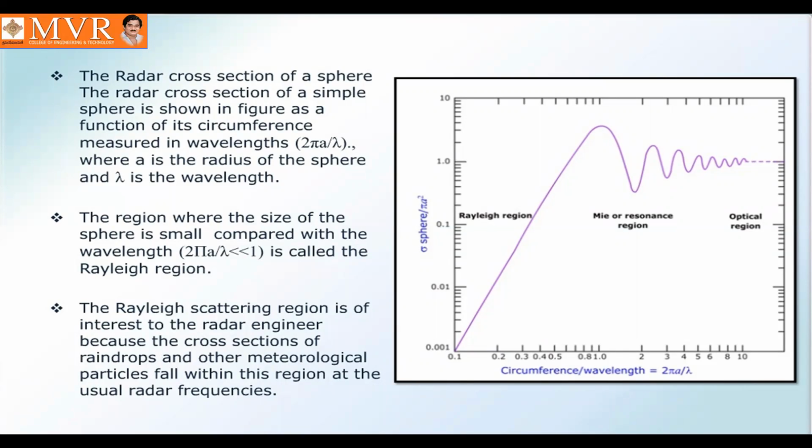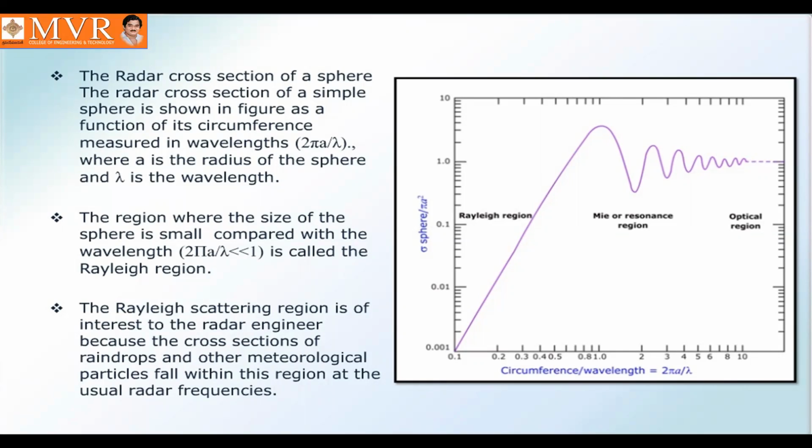The first one is the Rayleigh region, and the second one is the optical region. Any region between the Rayleigh region and the optical region is the Mie region, or it can be a resonance region. If 2 pi a divided by lambda is far less than 1, then it is the Rayleigh region. Inverse to this, if 2 pi a divided by lambda is far greater than 1, that is the optical region.